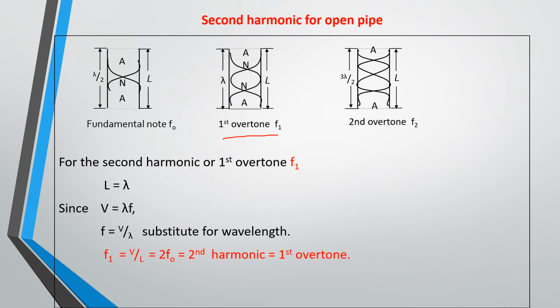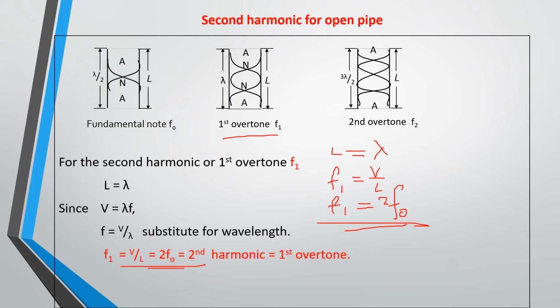For the second harmonic, the length is equal to one wavelength. So if you work it out the way we did for vibration in string, you find out for the second harmonic, f1 is equal to v all over L. So which means f1 is equal to 2f0. Okay, f1 is equal to 2f0.